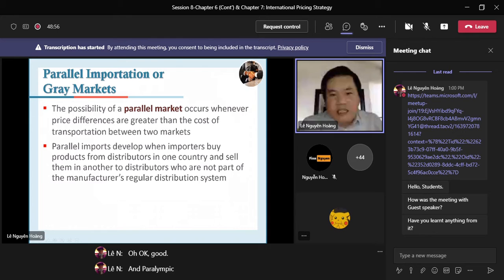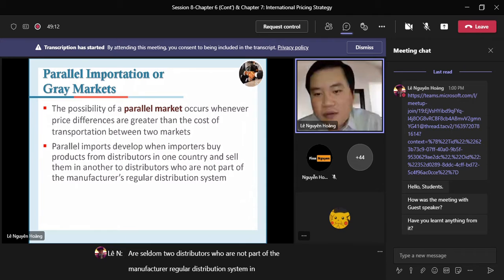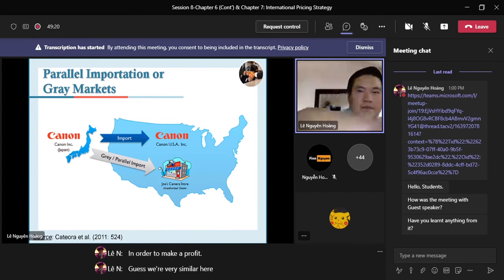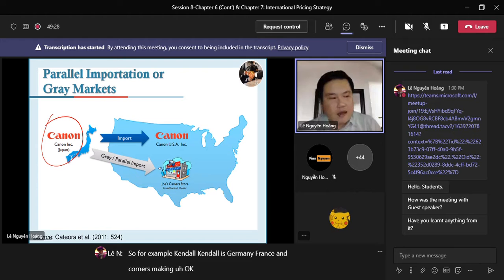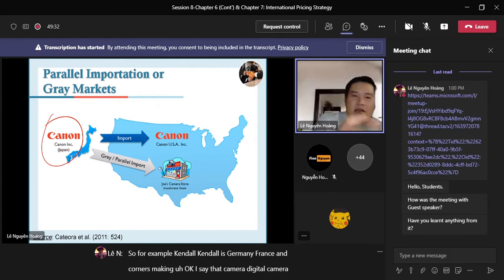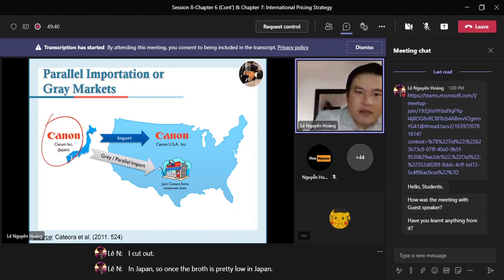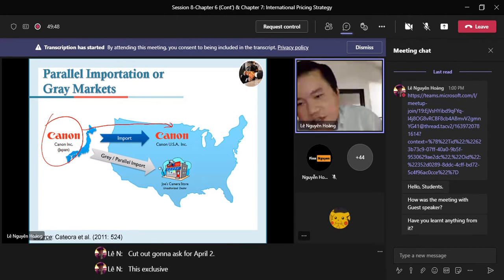And parallel imports develop when importers buy products from a distributor in one country and sell them in another country, or sell them to distributors who are not part of the manufacturer's regular distribution system in order to make a profit. It's very similar here. So for example, Canon is making digital cameras in Japan. Once the box is produced in Japan, Canon is going to export it to its exclusive distribution store in the USA, Canon in USA.